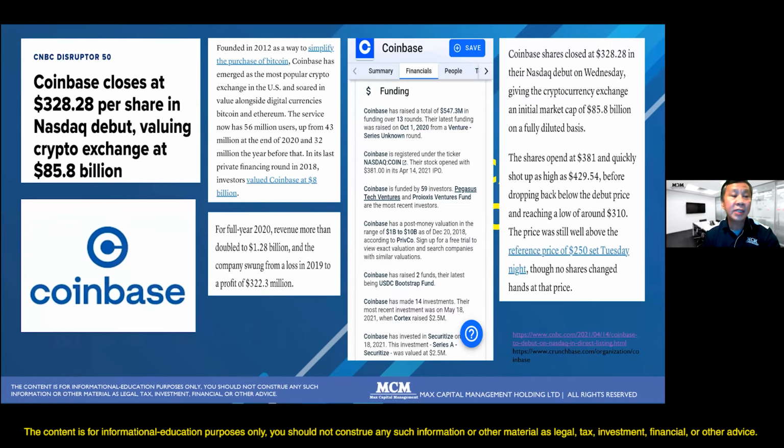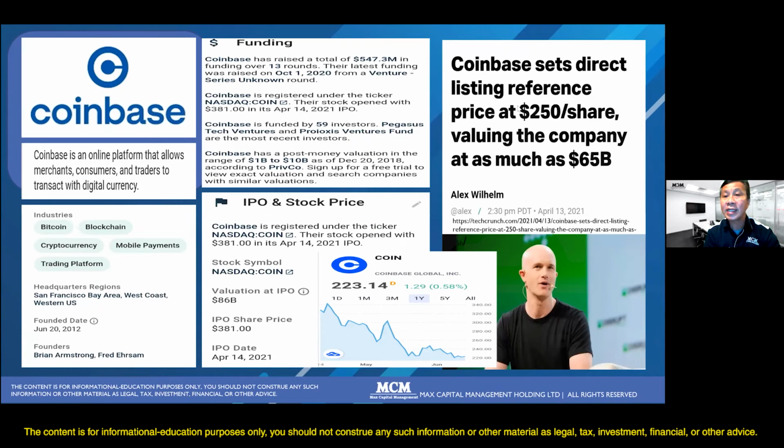So this is a huge number, and Coinbase actually took advantage of the rally in the price of Bitcoin that went up to as high as 63,000 in our money. So if we look at it, although Coinbase was listed at a reference price of 250, currently it went down to 223.